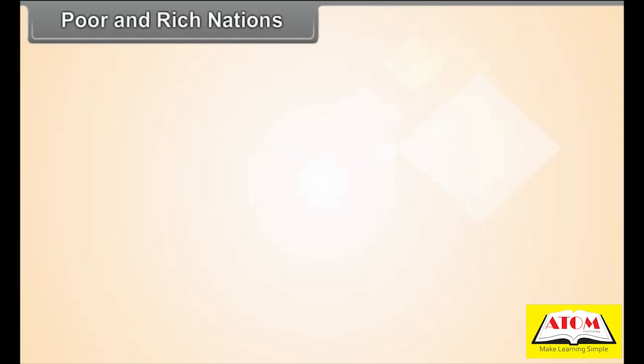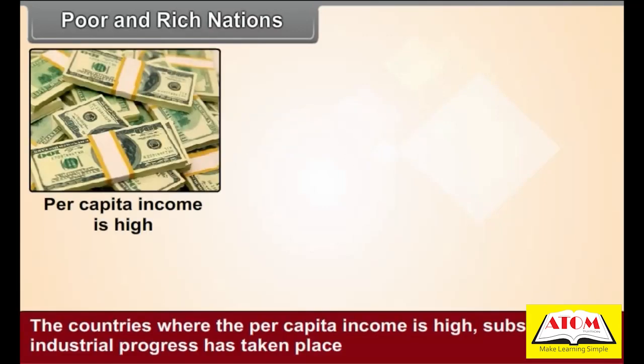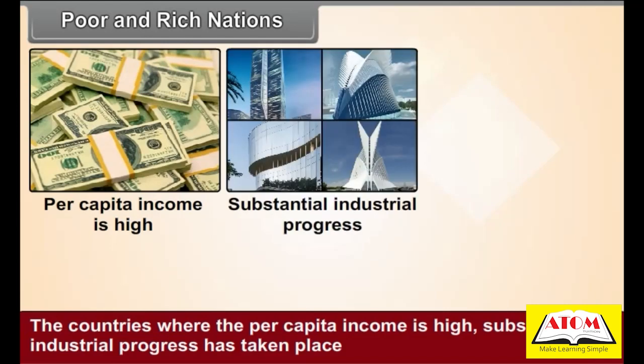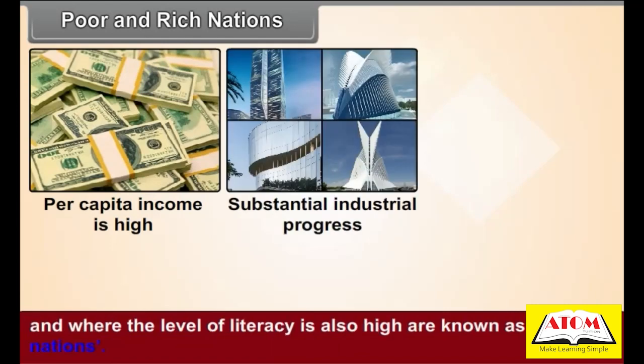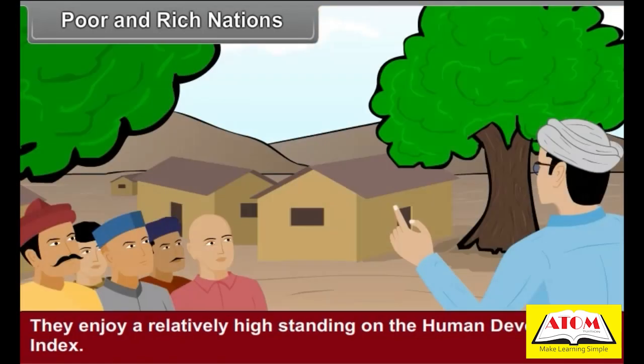Poor and rich nations. The countries where the per capita income is high, substantial industrial progress has taken place, and where the level of literacy is also high, are known as rich nations. They enjoy a relatively high standing on the Human Development Index.